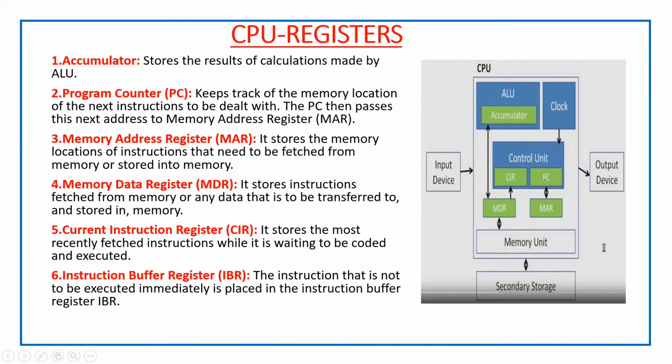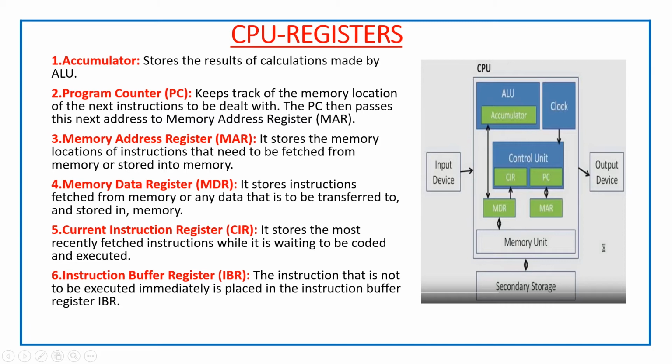Number 2 is the program counter register. The program counter register keeps track of the memory location of the next instruction to be dealt with. The PC then passes this next address to the memory address register. Now number 3, the memory address register.